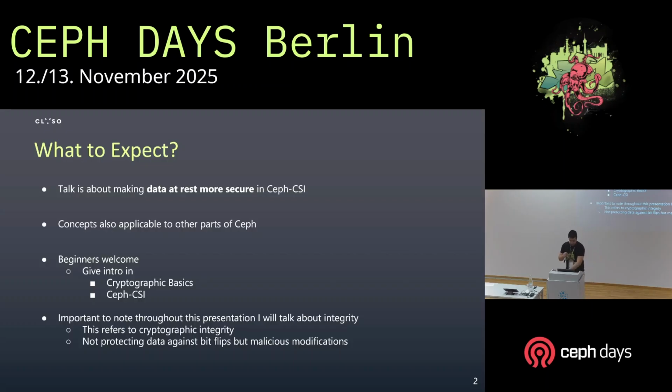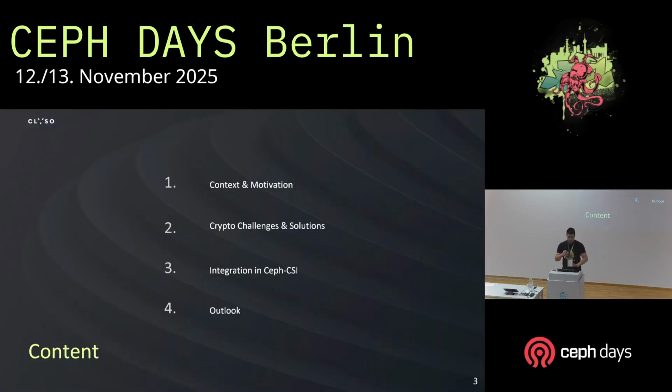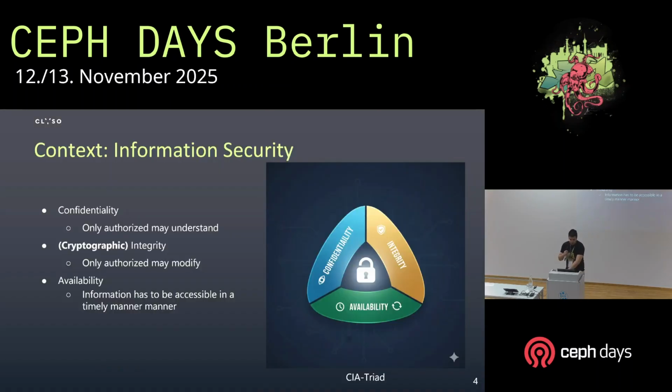Okay, and then I'll give you some motivation first, some context, then some cryptographic challenges and some of the solutions that are available throughout the Linux community. Then I'm going to talk a little bit about the PR I opened, how I wanted to integrate my proposed solution into Ceph-CSI, and at the end I give you a small outlook.